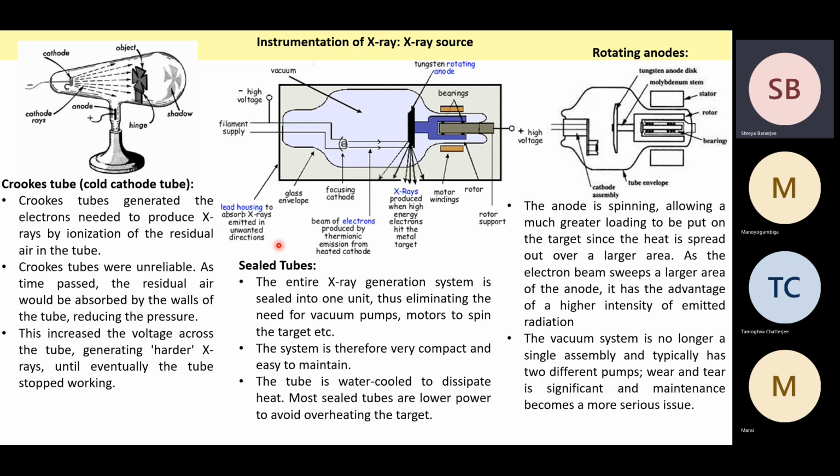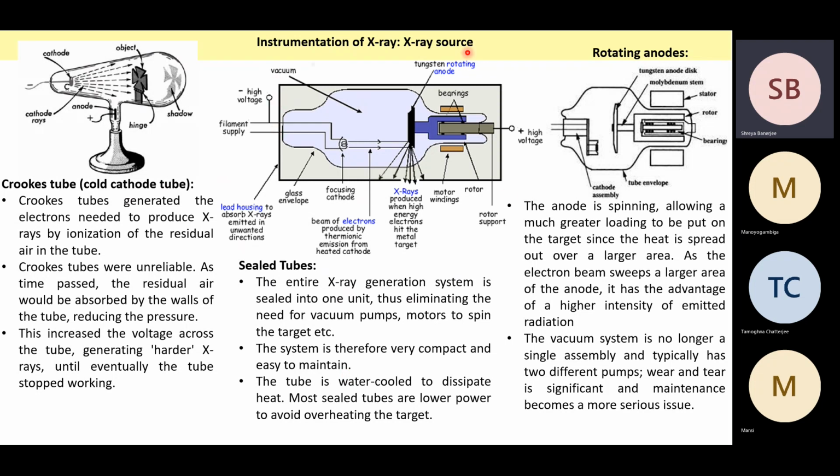Next, the more refined instrument is sealed tube, where the entire X-ray generation system is sealed into one unit, thus eliminating the need for vacuum pumps, motors to spin the target, etc. This system is very compact and easy to maintain.